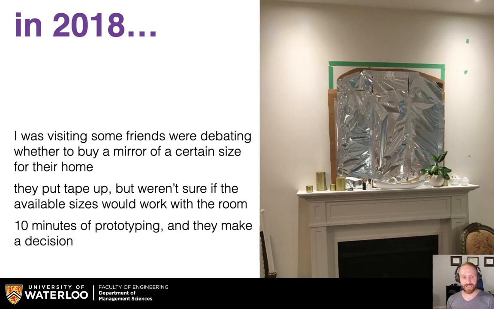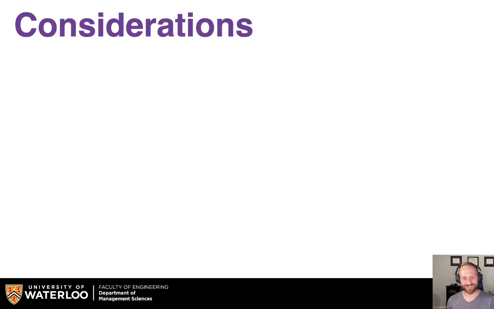But 10 minutes of prototyping with household objects, some cardboard, some aluminum foil, a little bit of tape, they were able to make a decision. They held up the mirror and they said, you know what, we can move it around. It's not the right size for this room. And they held off and they eventually got a different centerpiece. So, yeah, cardboard has power.